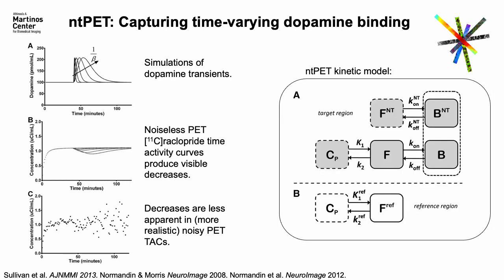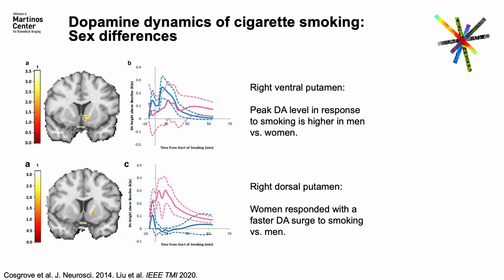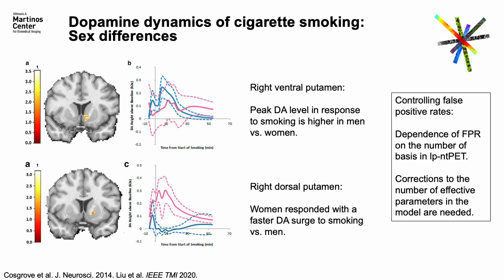And so a novel neurotransmitter PET kinetic model has been proposed to estimate the temporal characteristics of a transient neurotransmitter component in PET data, as shown here. Some of the things that can be done with this model are to look at dopamine dynamics in this example of cigarette smoking, and it has been shown that there can be sex differences, where peak dopamine levels in response to smoking are higher in men versus women, and that women responded with a faster dopamine surge in other areas of the putamen.